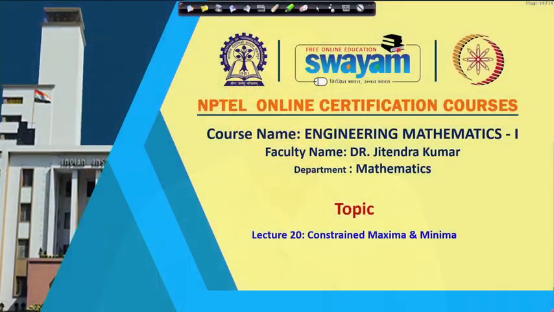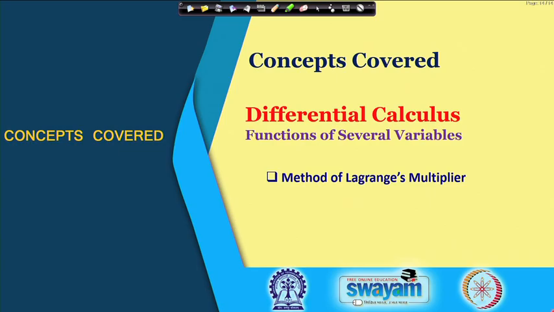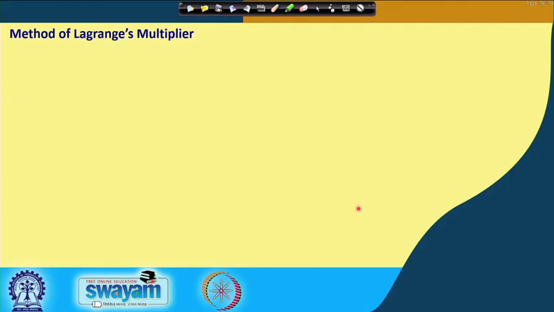So, welcome back to the lectures on engineering mathematics 1, and this is lecture number 20. Today we will discuss the constraint maxima and minima. In particular, we will be talking about the method of Lagrange's multiplier, which is used to solve such problems where we have, along with the function, some constraints. So, what is the method of Lagrange multiplier?